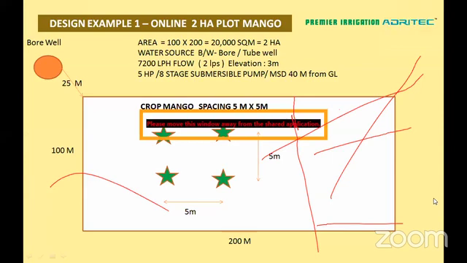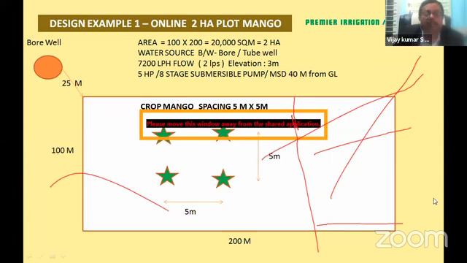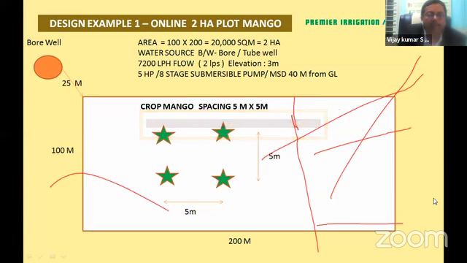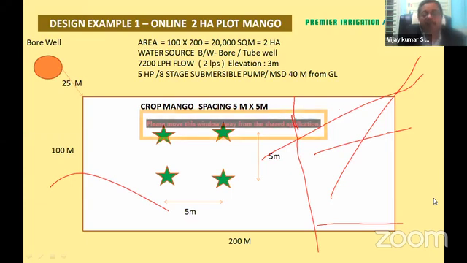So here basically, the plot is 100 meters by 200 meters, and the area will come to 100 multiplied by 200 is 20,000 square meters or 2 hectares. The water source is a bore well, sometimes also called a tube well, and the water flow in the bore well is around 7,200 liters per hour, 2 LPS. This I will tell you in the end how to calculate. And the elevation difference in the plot, from the bore well to the last point, is around 3 meters. That means you have to take the water from the ground level to a point almost 3 meters away.